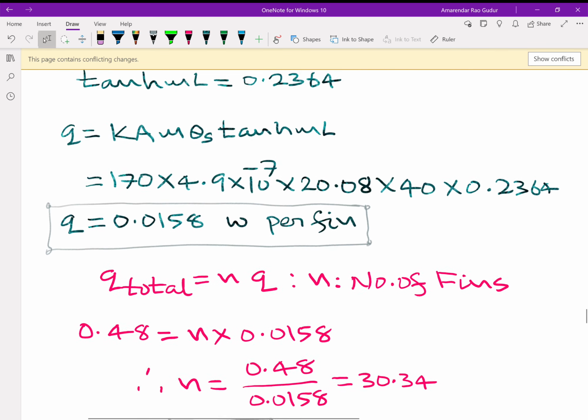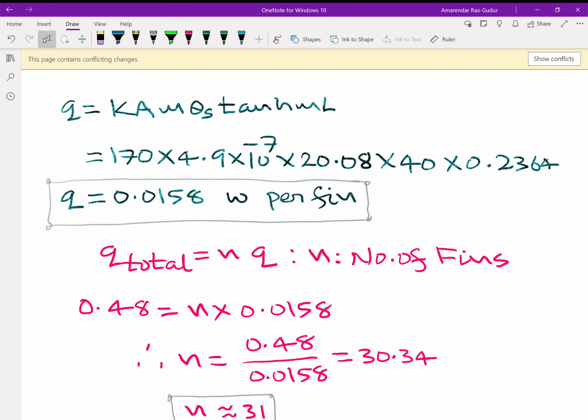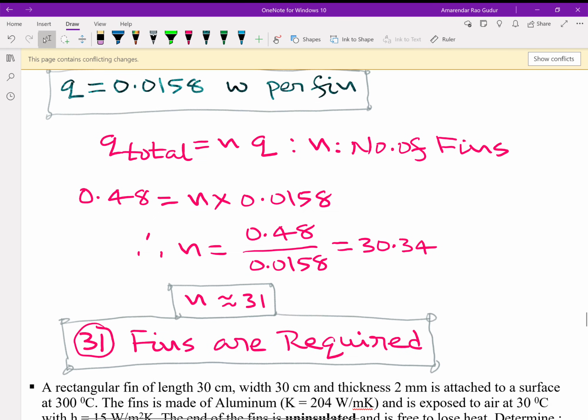Then Q total should be equal to N times Q. So 0.48, the total heat generated, is equal to N into 0.0158. And if you calculate N, it is going to be 30.34. Number has to be an integer. So we require 31 fins in order to take care of the heat generated.